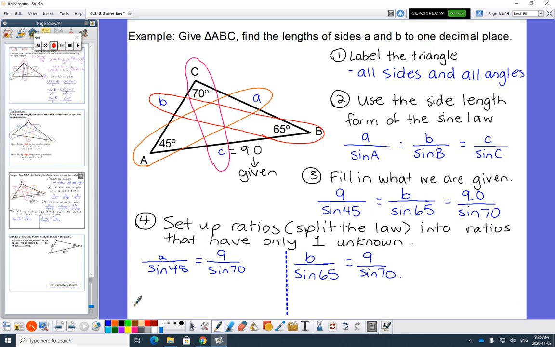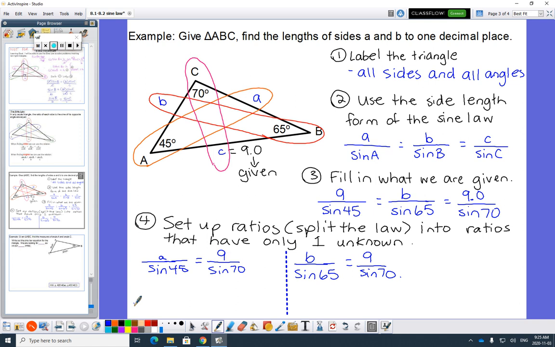Because we need one complete ratio to solve for this. It is possible to just use this form and manipulate, but especially when you're first getting used to this, it just makes more sense to split it apart. With the sine law, we eventually want the ratio between the side length and the corresponding angle to all be equal. So we want all of these to be equal to each other anyways, okay?